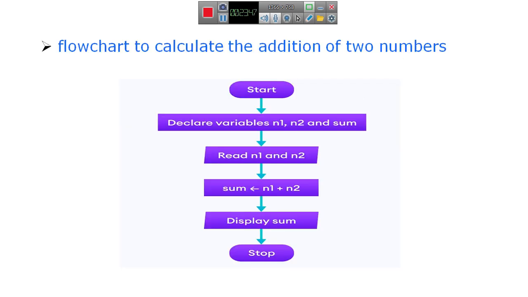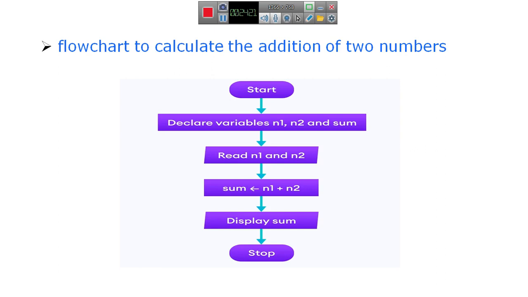So here is the flowchart to calculate the addition of two numbers. Start, declare variables n1, n2 and sum. Read n1 and n2, sum is equal to n1 plus n2, display sum, stop.